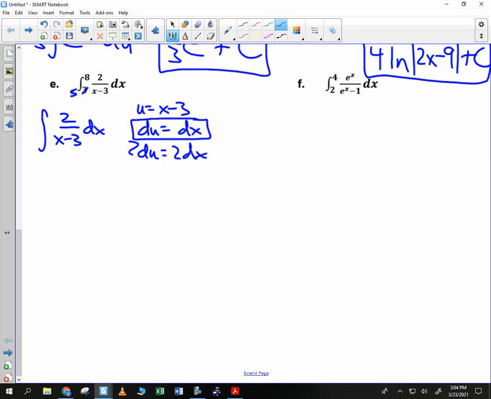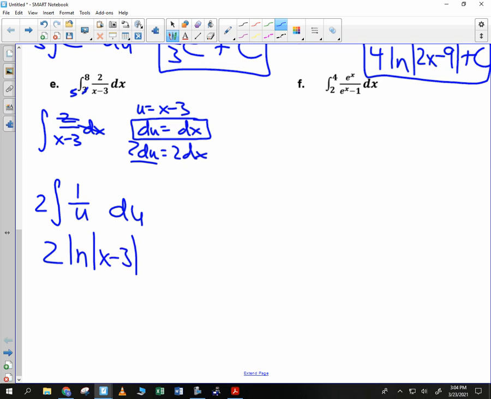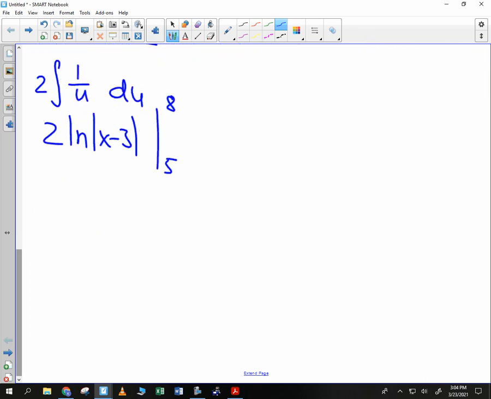But when you end up with this, the antiderivative becomes very straightforward. You're going to see that you would have been able to predict it from the beginning. So we have this piece right here. I have integral 2 du, gets rid of those. I'm left with 1 over u. And the antiderivative of 1 over u is natural log of u, and u is x minus 3. We're going to evaluate that at 8 and 5 because of our definite integral. I plug in 8, I have 2 natural log of 5 minus 2 natural log of 2.